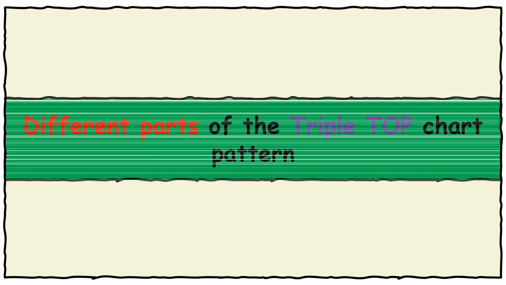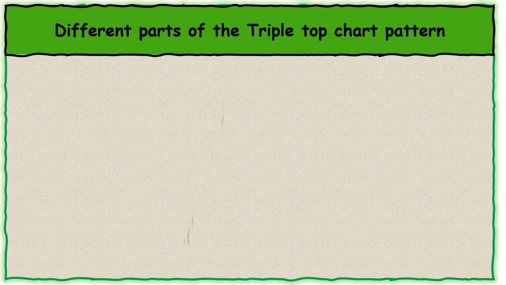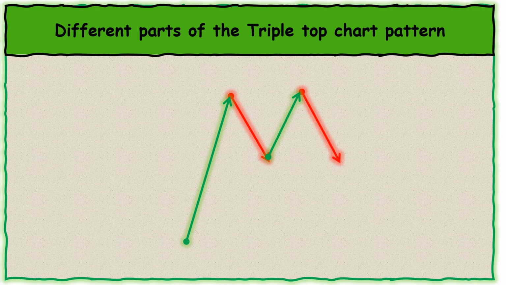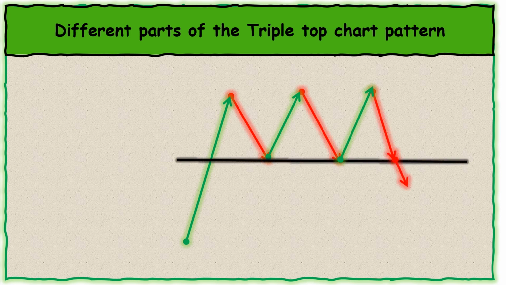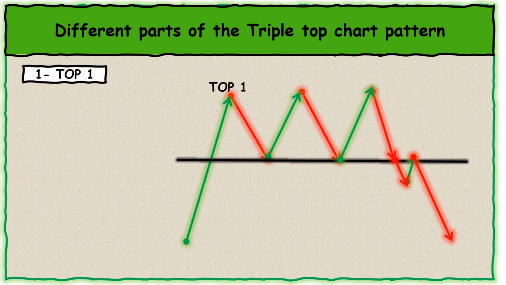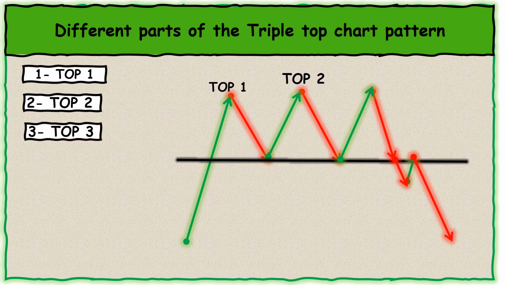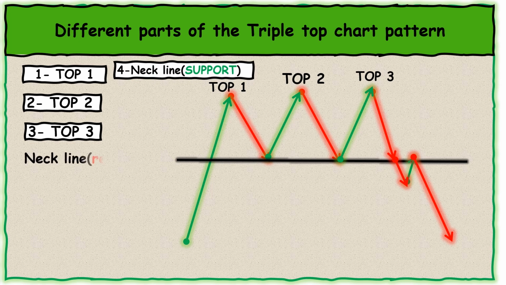Different parts of the triple top chart pattern: 1. Top 1. 2. Top 2. 3. Top 3. Neckline, support.